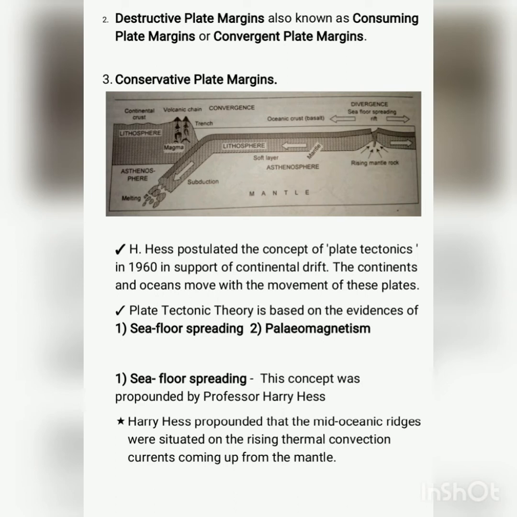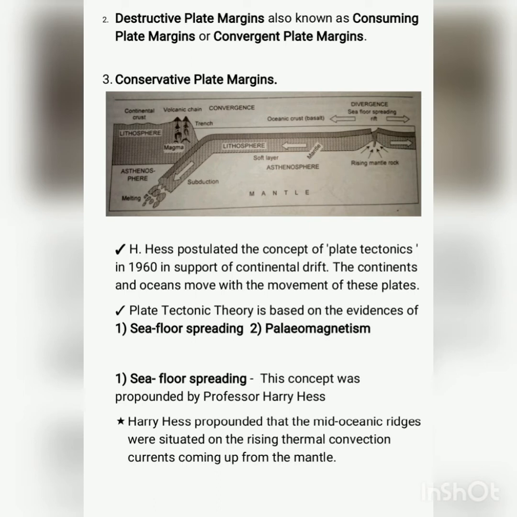Third is the conservative plate margins. It is also known as the shear plate margins. I'm sorry I have not mentioned it here, but it is also known as shear plate margins. Here two plates pass or slide past one another along transform faults, and thus the crust is neither created nor destroyed. Here the plates cross each other parallel, and nothing is created and nothing is destroyed.